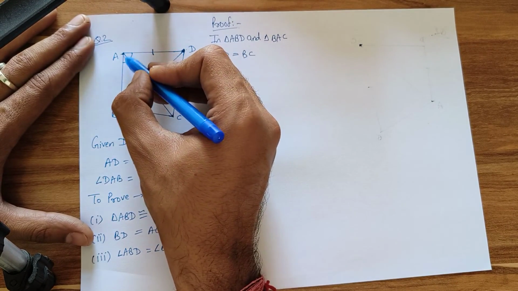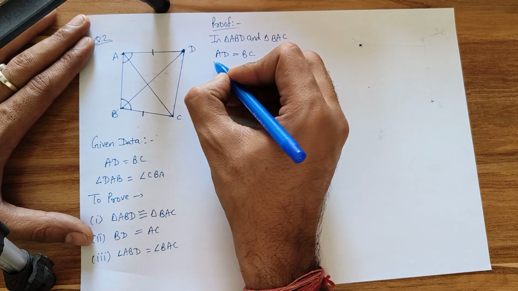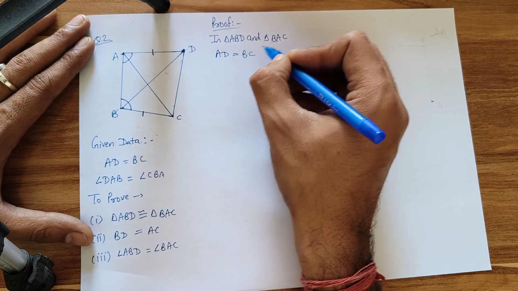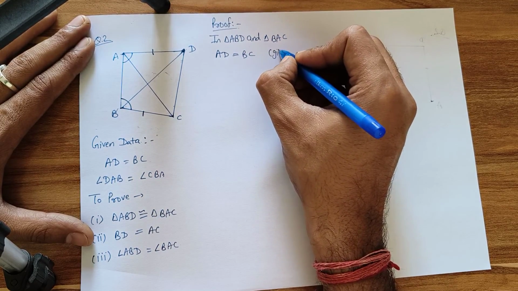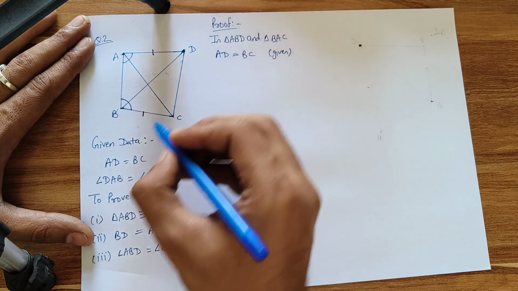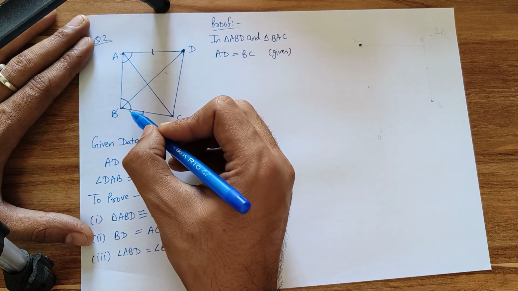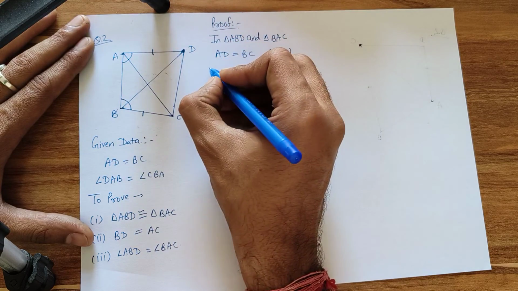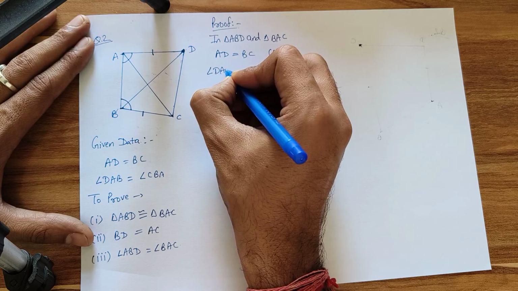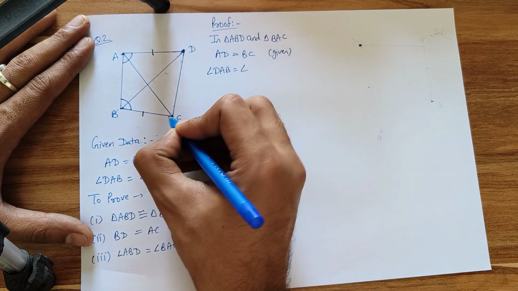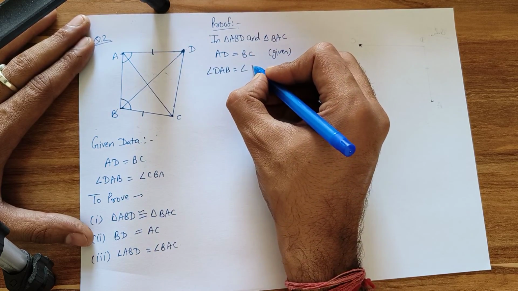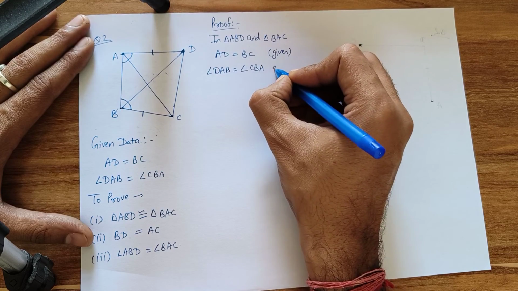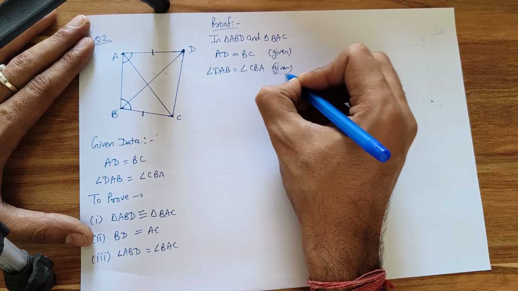The second relation is given for angles A and B. It is given that angle DAB is equal to angle CBA. So angle DAB is equal to angle CBA. Again the same logic, it is given in the question.